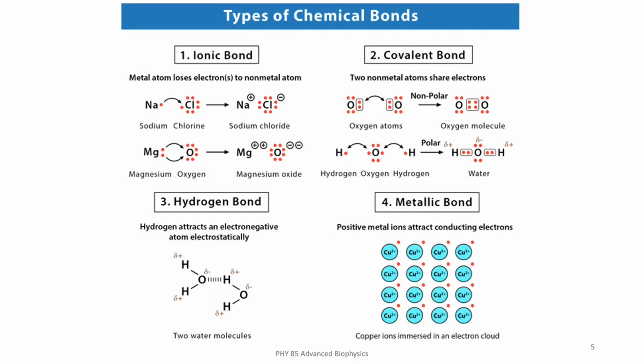So there are several types of chemical bonds: covalent bond, ionic bond, hydrogen bond, and metallic bonds. A lecture video on hydrogen bond and metallic bond is given in a separate video.